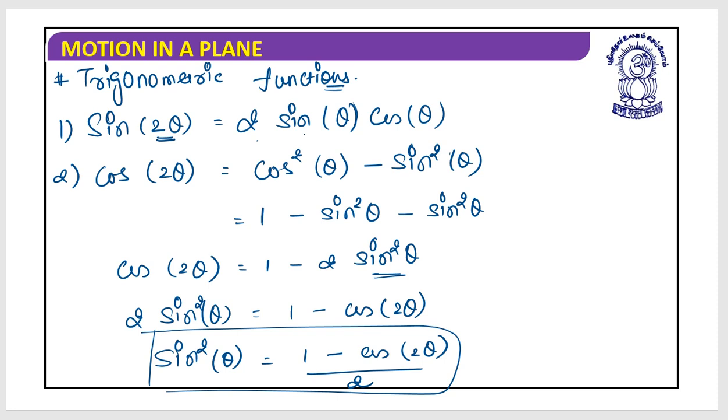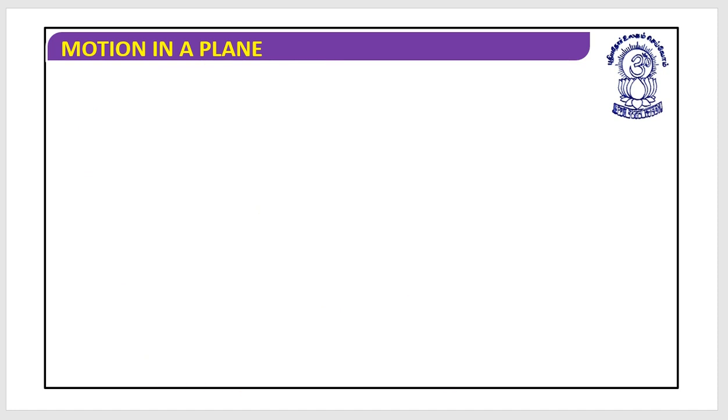Are you sure? Yes. One more identity could be there with this relation only, cos 2 theta. Yes, what could it be? As I have replaced the cos square theta, I can do the same thing with sine square theta as well, and it would look like this. Let's have a look.